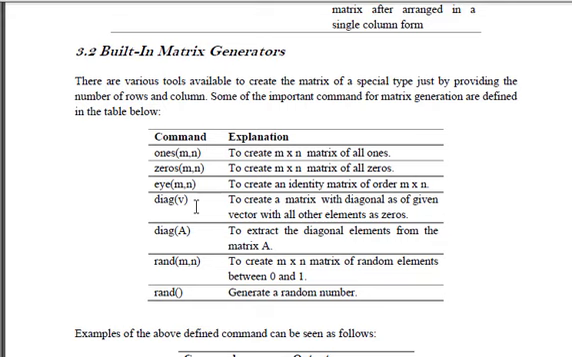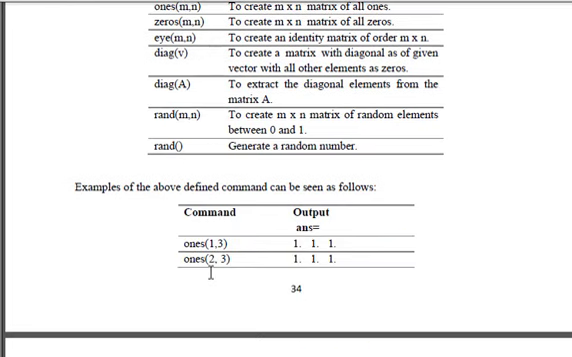DIAGV is a command to create a matrix with diagonal elements being specified, or it can also be used if I want to extract the element. I will show you through an example. Then after, we have another command, rand. Rand is for the random number generator. So if I need to generate an m cross n matrix with random elements between 0 to 1, I can use rand(m, n). Here we have some examples.